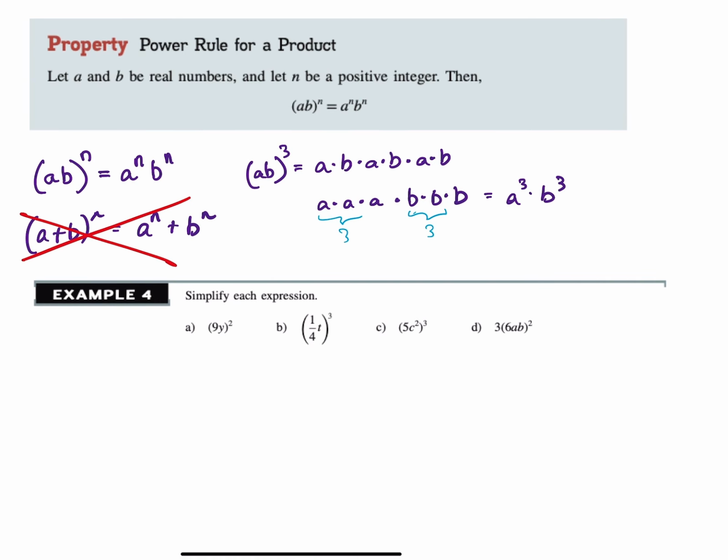And we'll see more of that at a later time. So let's practice using this one. Part A, we have in parentheses 9 times y squared. So this should be 9 squared times y squared, or 81 y squared.